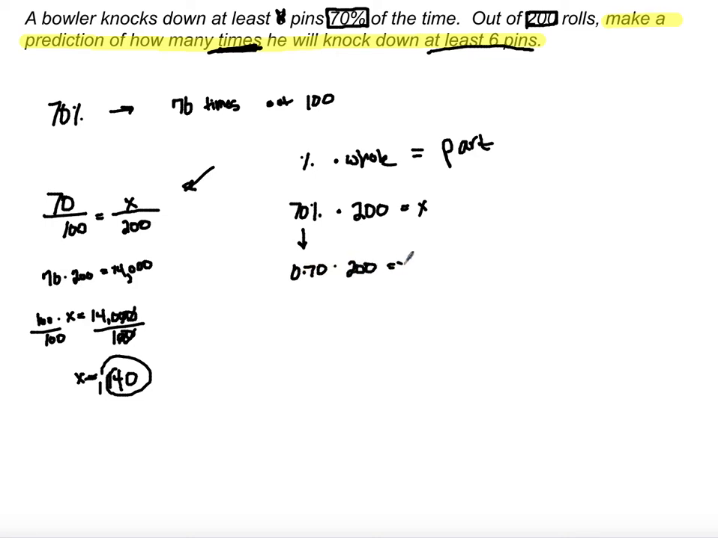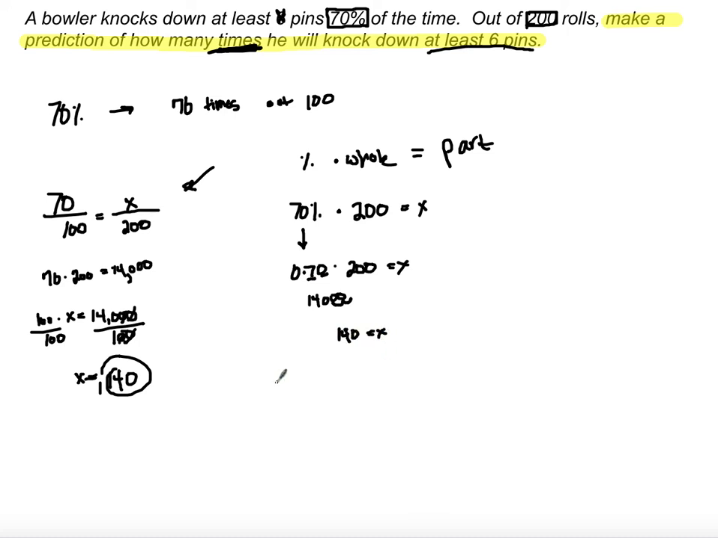Right? And then if I multiply these, I do 7 times 2, which is 14, and I add the 0. Then I move the decimal over twice, I'm sorry, to the left, because there's 1, 2 places after the decimal. So 140 is equal to x.